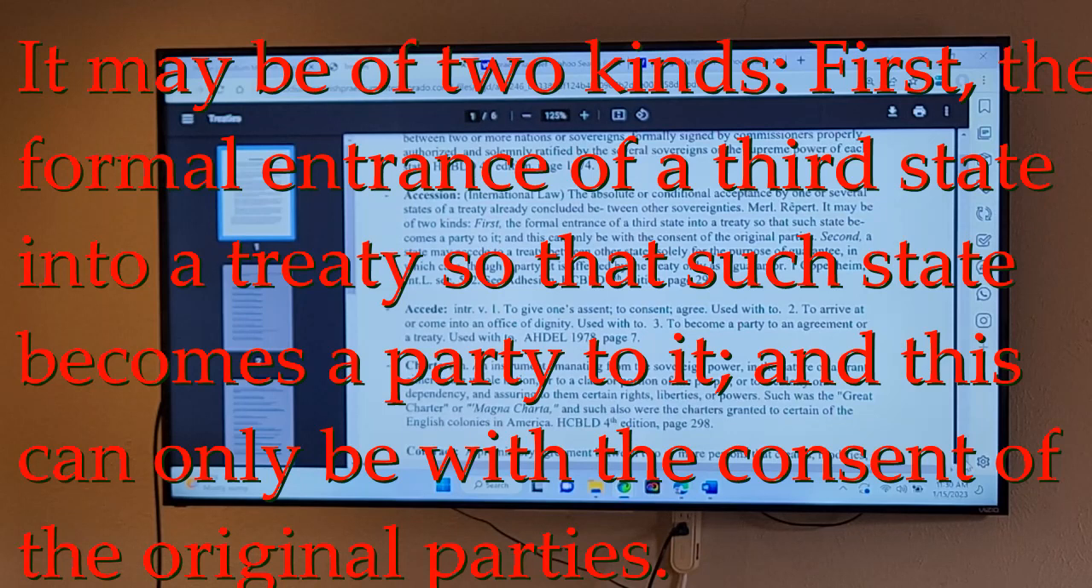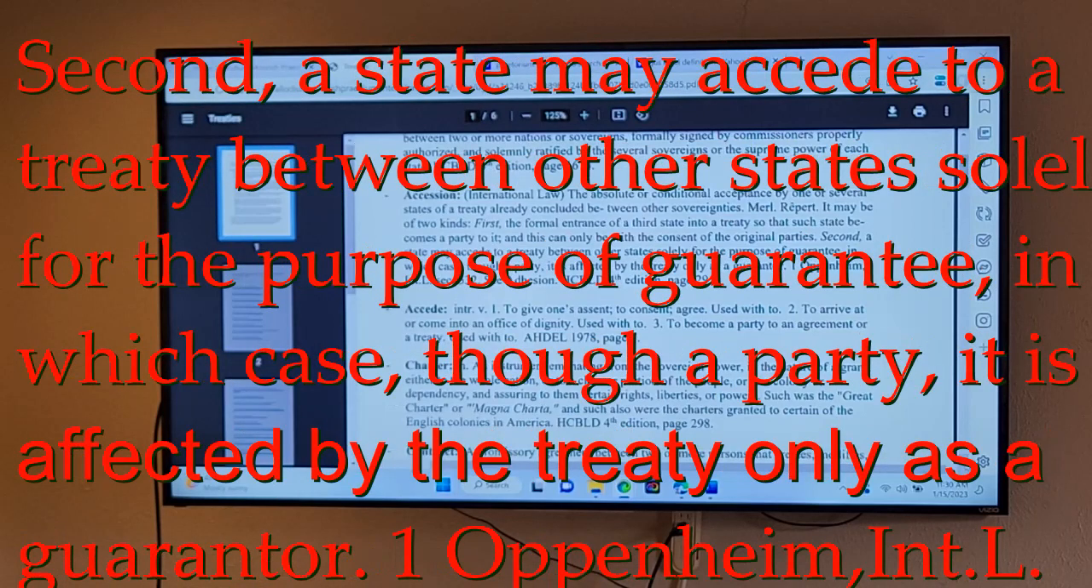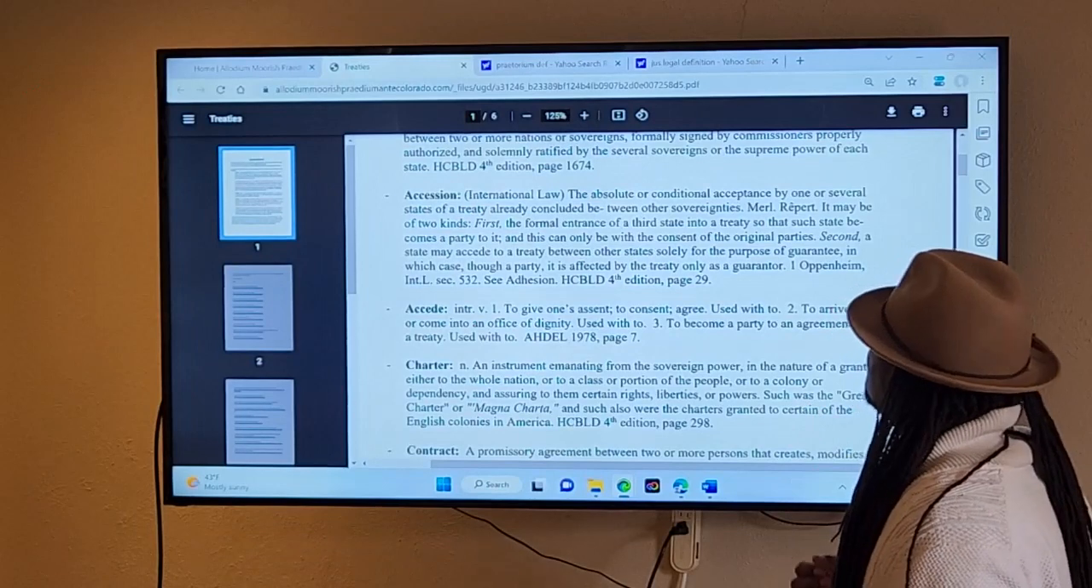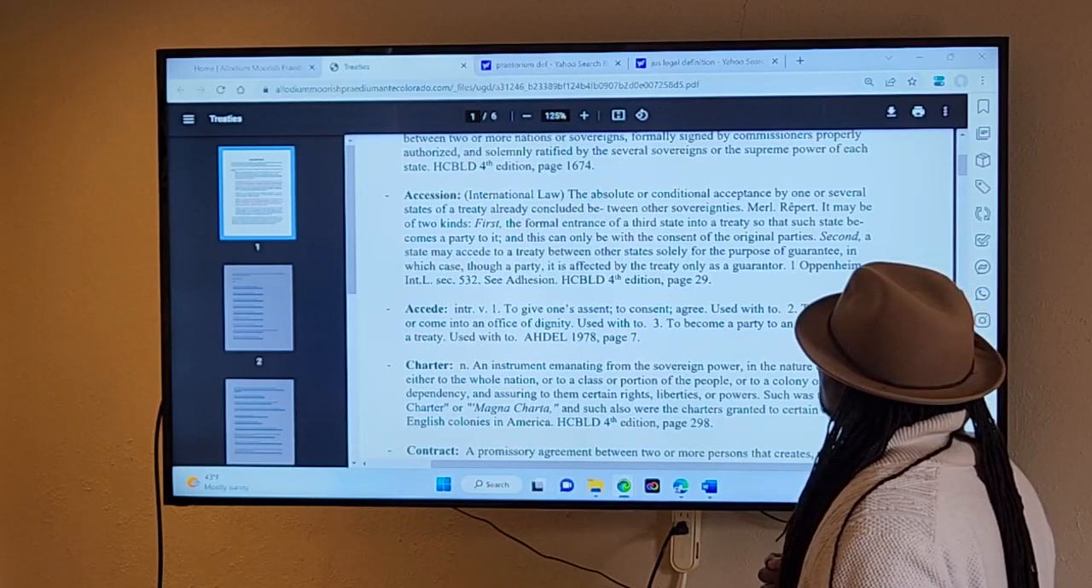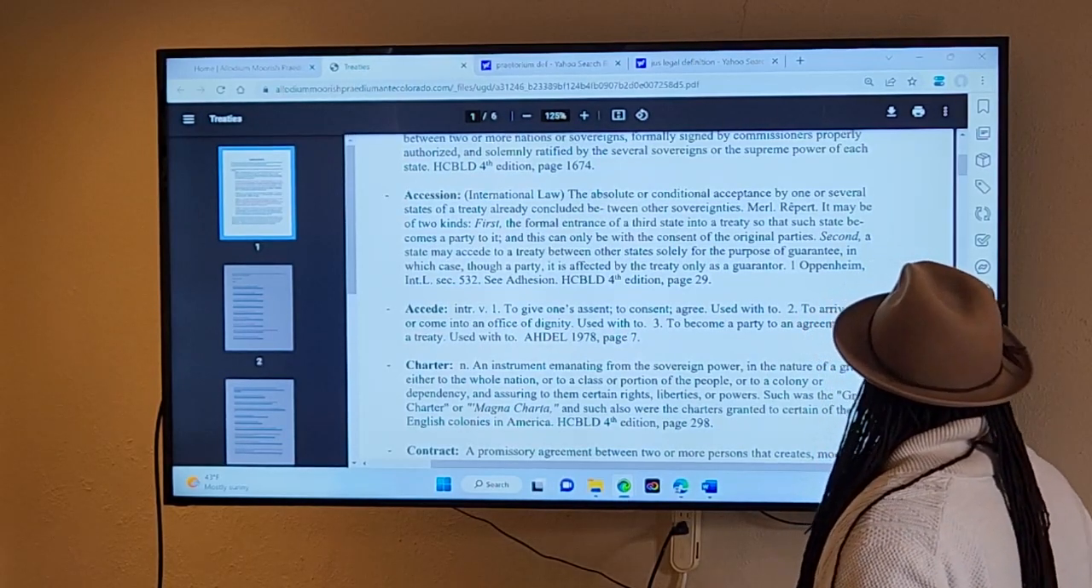And this can only be with the consent of the original parties. Second, a state may accede to a treaty between other states solely for the purpose of guarantee, in which case, though a party is affected by the treaty, only by a guarantee, as a guarantor. Accession: the absolute or conditional acceptance by one or several states of a treaty already concluded between other sovereigns.